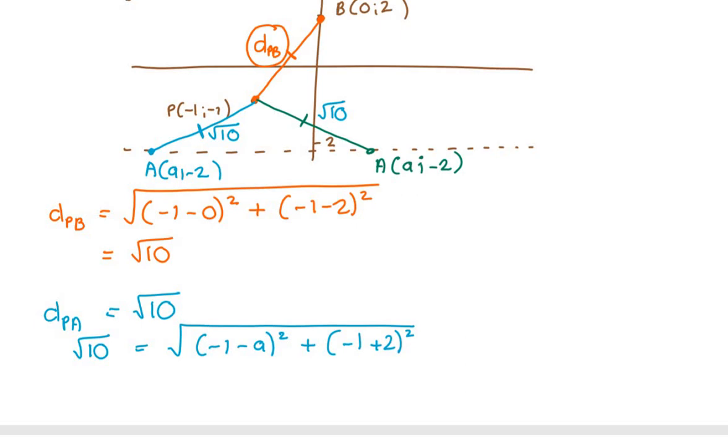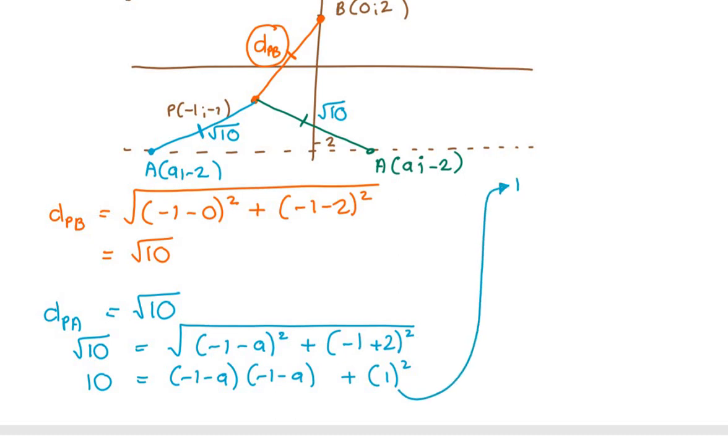Now, again, we've done this before, and so I'm immediately going to square both sides so that I just get 10 is equal to negative 1 minus A multiplied by itself, plus, and negative 1 plus 2 is 1, so 1 squared. Now I've run out of space, so I'm just going to go up here. So 10 is equal to negative 1 times negative 1 is 1 plus A plus A plus A squared, and then plus 1.